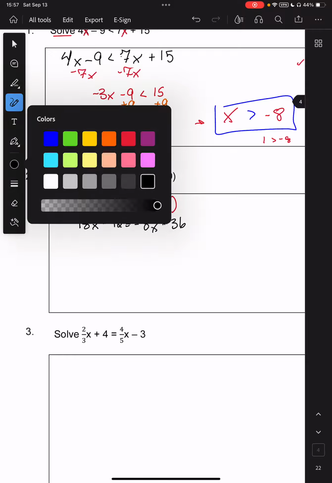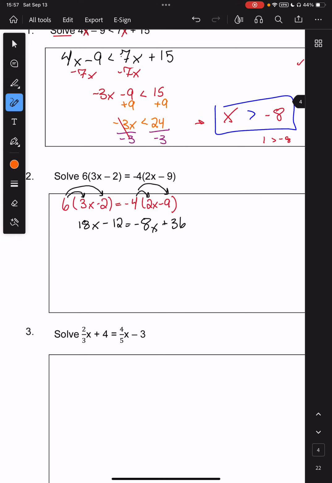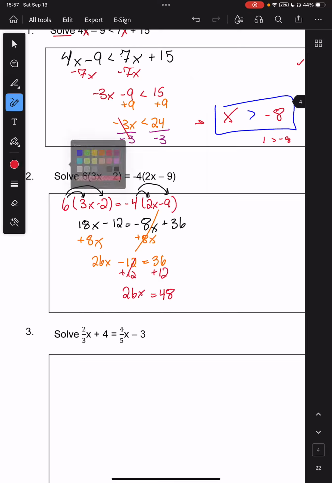So now, like we did above, let's combine our terms. So we are going to add 8x to both sides, and it cancels out on the right side. And so when we add 8x to both sides, 18 plus 8 is 26x, minus 12 is equal to 36. And then now let's add 12 to both sides to cancel out. And then we're left with 26x equals 48. So now our last step is to divide both sides by 26 to get x alone. And we're left with x is equal to 48 over 26.